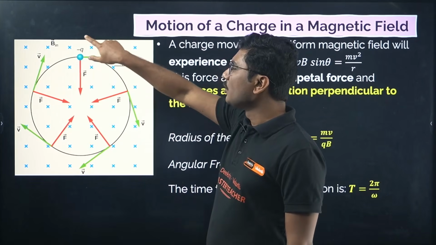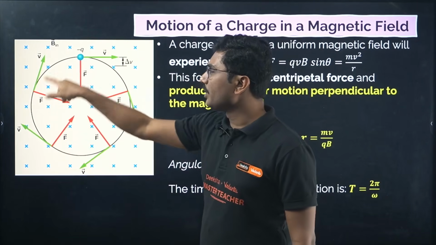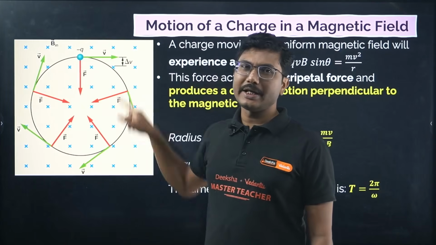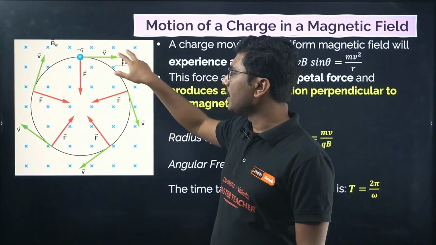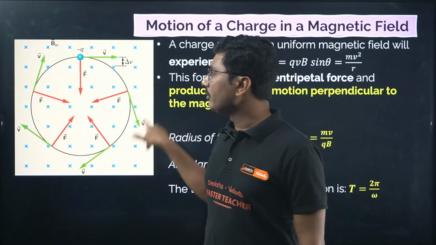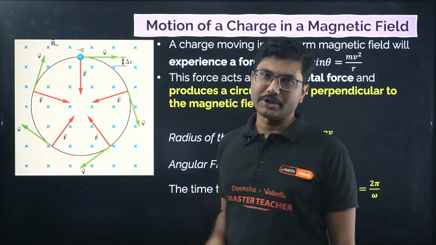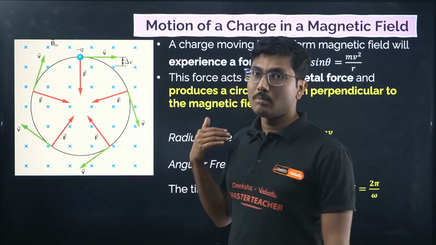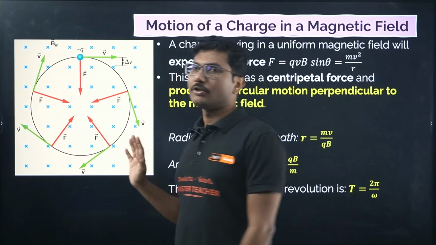The charge will rotate in a circular motion. It will not be able to escape the magnetic field. It will keep on rotating in a circular motion. This motion is called cyclotron motion.